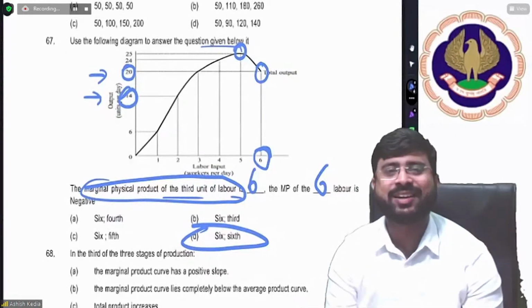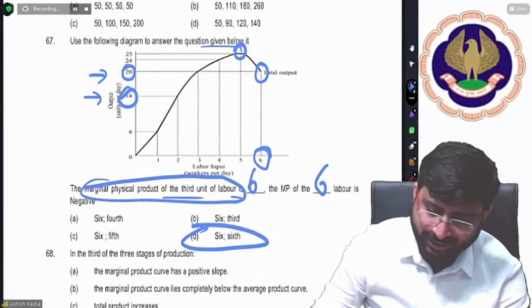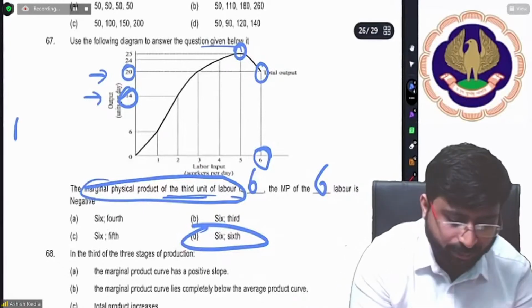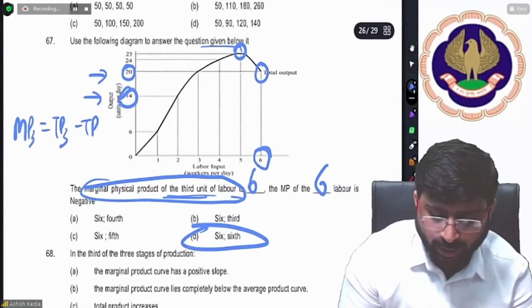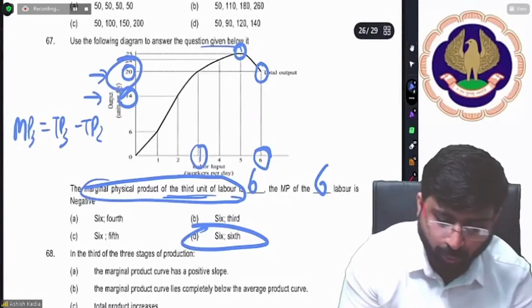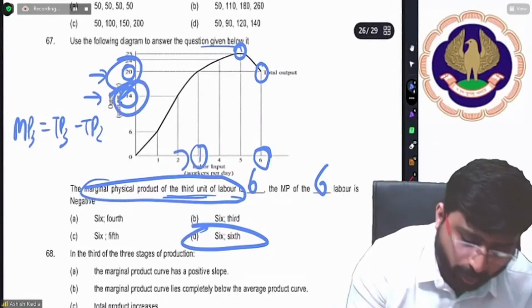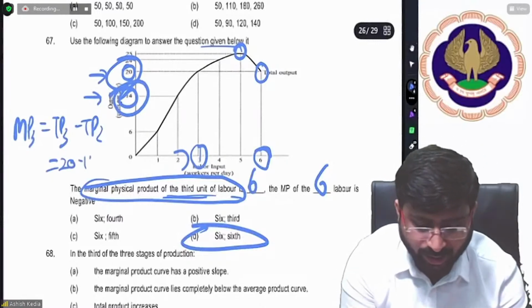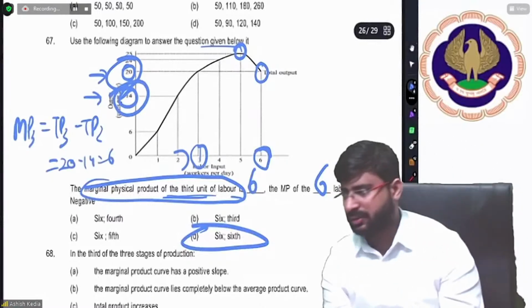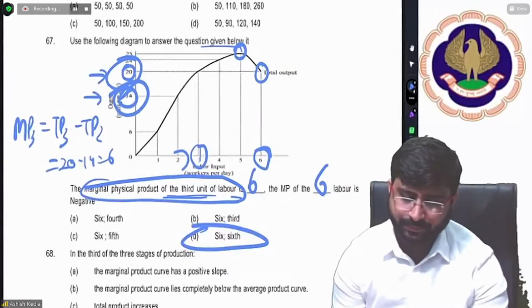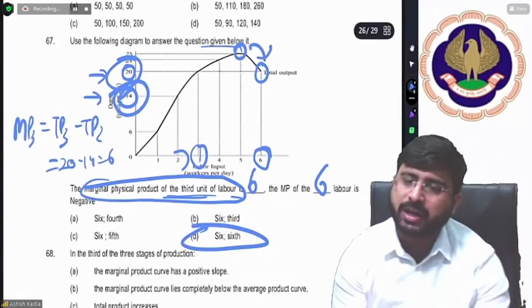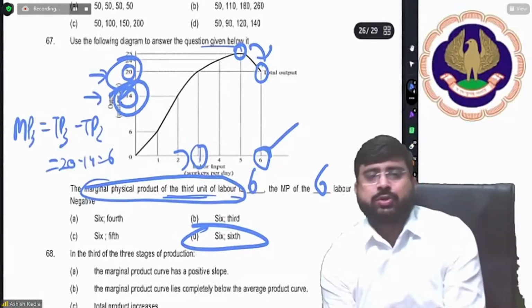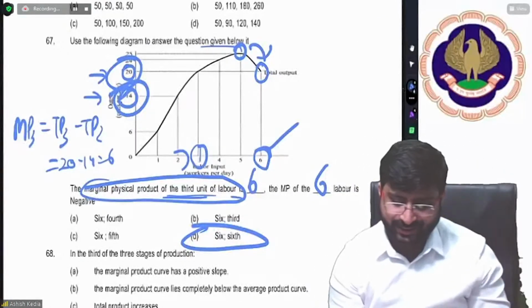Yes, sir. Sir, how did you find this? I will tell you. MP of third unit means what? TP of 3 units minus TP of 2 units. So I just saw 3 units is corresponding to 20. 2 units is corresponding to 14. So 20 minus 14, we got 6. That's what I did. And when TP falls, MP becomes negative. So when did TP fall? At 6 units. So MP became negative at this unit.